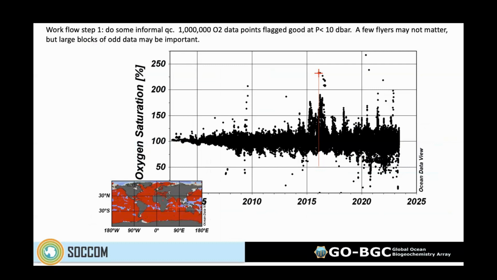If you have millions of data points, sometimes a weird number. These up here where the red cross is, those are bad data. It's gotten through the Argo system, it's flagged good, but it's not. If you have a million data points, 10 probably aren't going to matter. But if you get a whole block of data, a chunk of bad data, you might want to QC that out. You want to think about it, seriously.